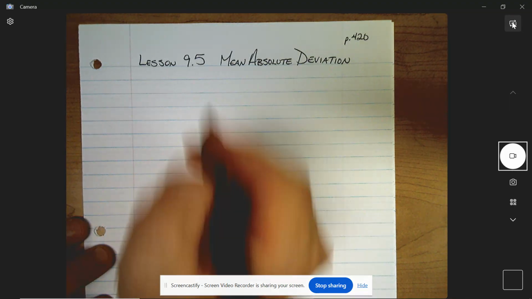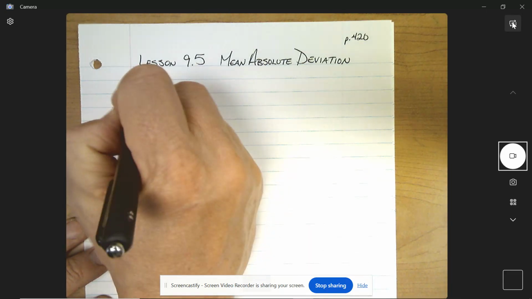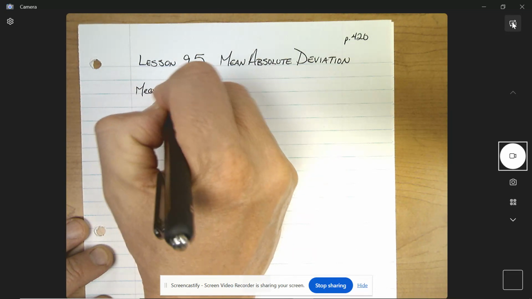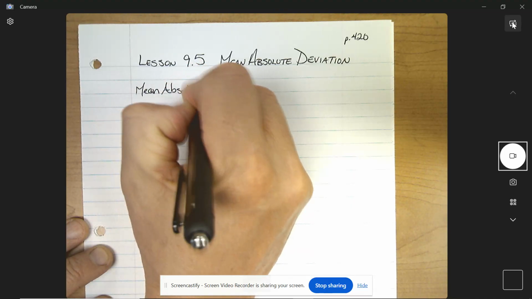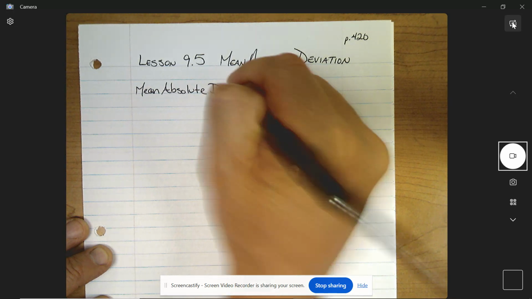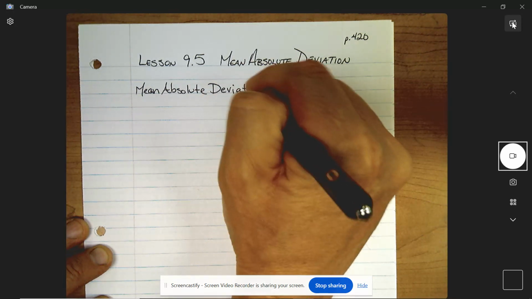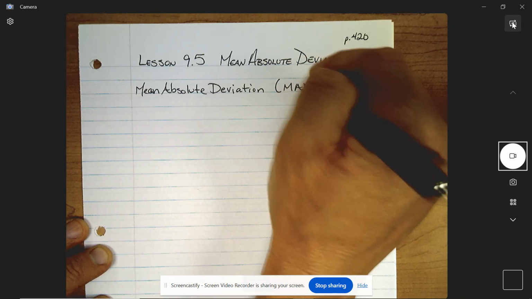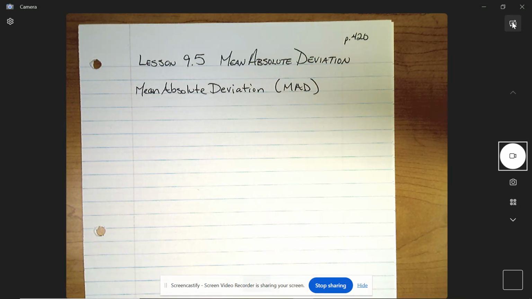All right, so here's our first definition. Mean absolute deviation, I know we just wrote this. Go and write it again. Mean absolute deviation is abbreviated as MAD. MAD, finding the mean absolute deviation. 4 steps.